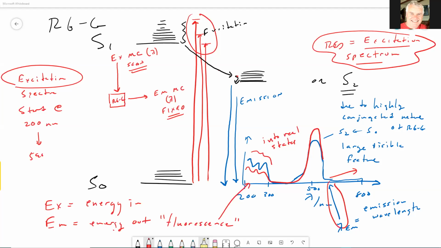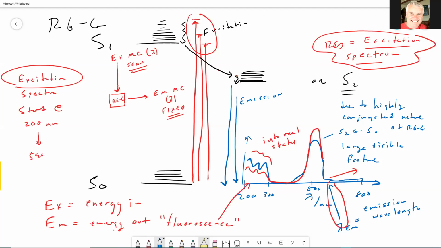Okay. So now let me ask another question here. Then we can possibly move on. So why does the absorption and the emission, why do they look similar? That may be too stupid of a question.